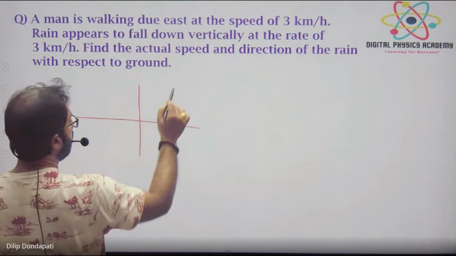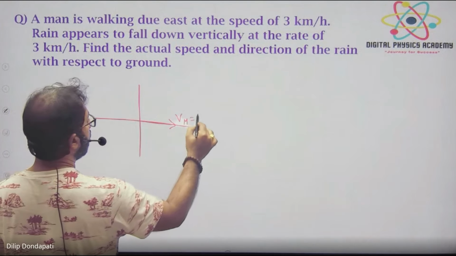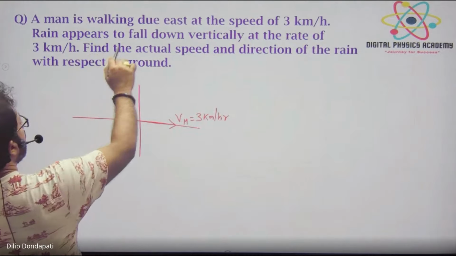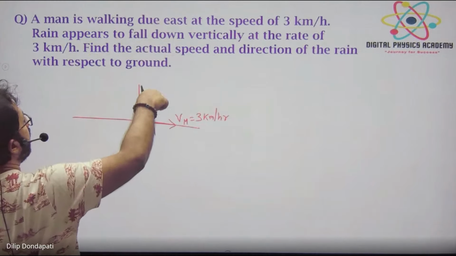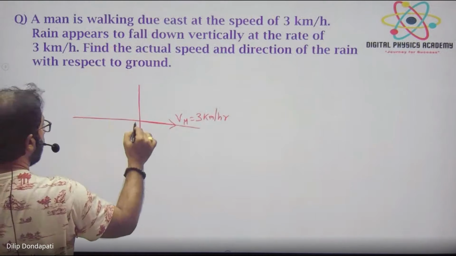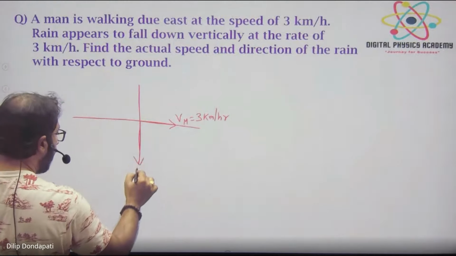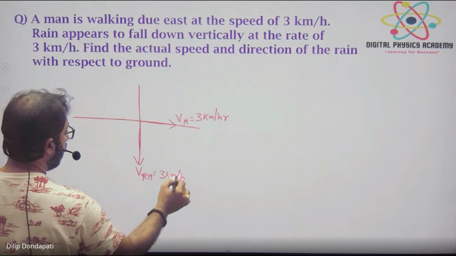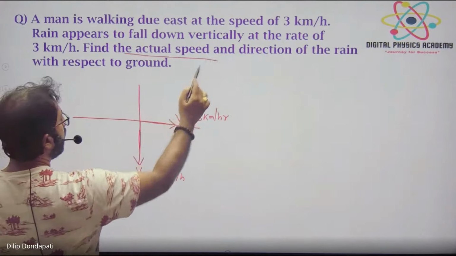What, sir? Velocity of rain is only 3. See, man walking due east at a speed of 3 kilometers per hour, right? So velocity of man is 3. Then rain appears to fall vertically downward at a rate of 3 kilometers. Matlab, what is given in this one? VRM is given. Velocity of rain, that is also given as 3. He's telling to find actual speed and direction of the rain.